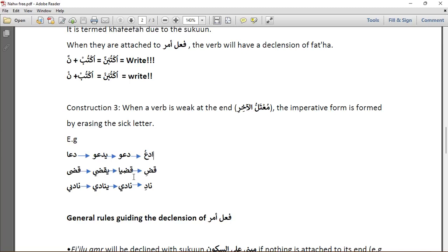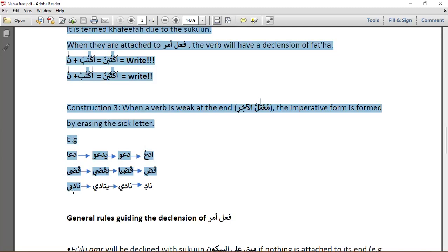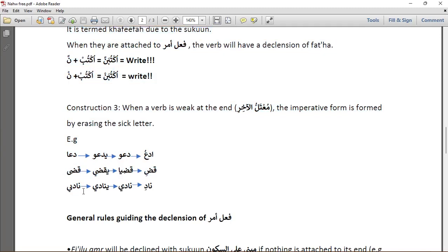So we have what? Ikudi. The alif here is supposed to be here. So that is what? Ikudi. Then we have nada. This is a four-lettered verb. Nada. This is not supposed to be a dotted ya. Sorry for that mistake. Nada.